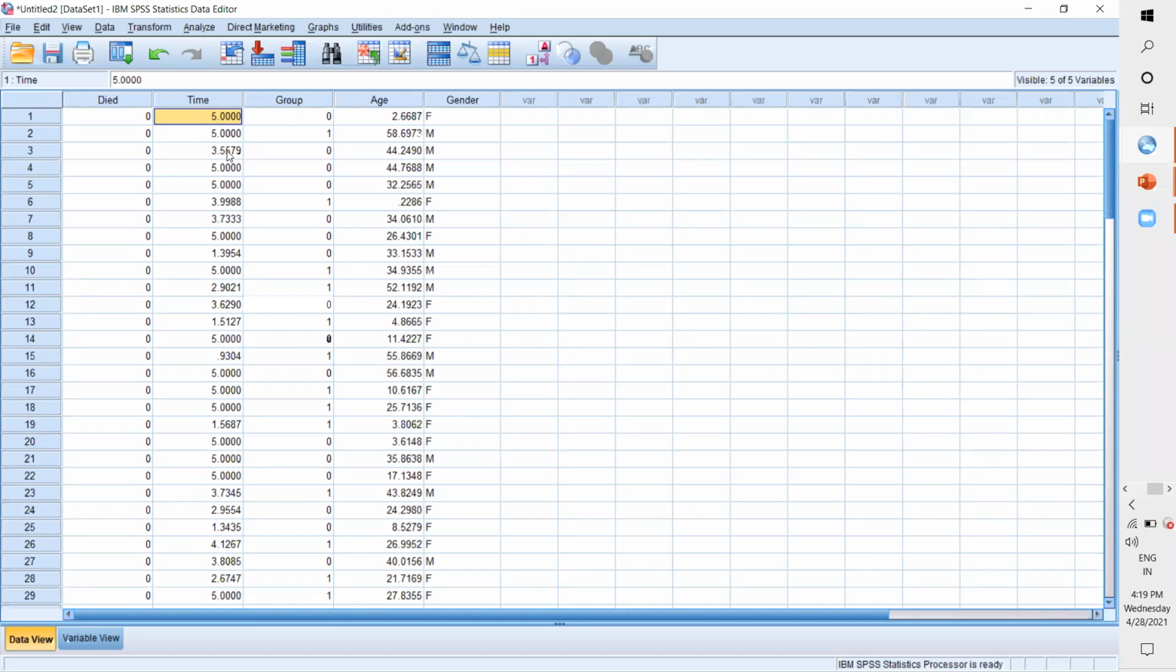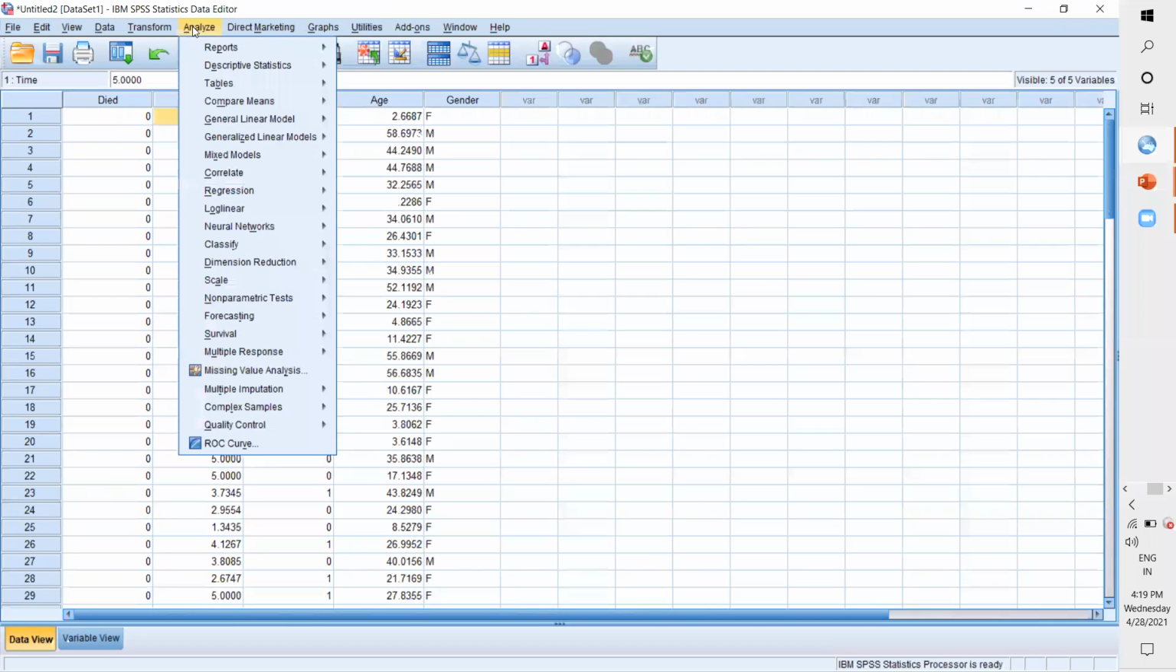So let's see how we will plot this Kaplan-Meier curve using SPSS. As I told you, forget about these three variables. This we will be discussing in our next session. So go to Analyze. Where is it? Survival, Kaplan-Meier.